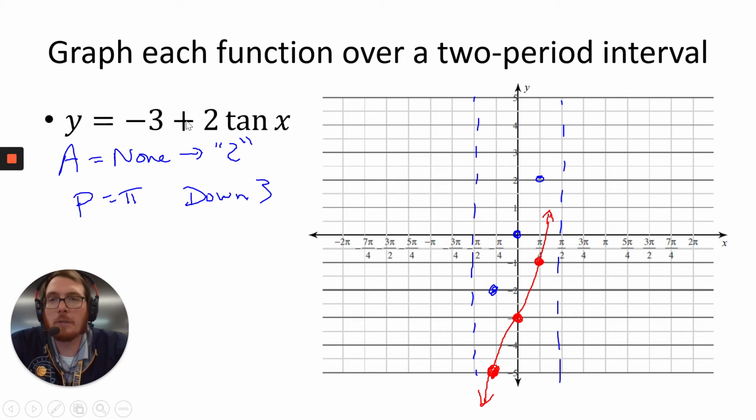The next one has -3 plus 2 tangent of x. The 2 represents kind of the amplitude type number. The period is still pi, and I move everything down 3. This means the asymptotes stay in their spots at negative pi over 2 and pi over 2.